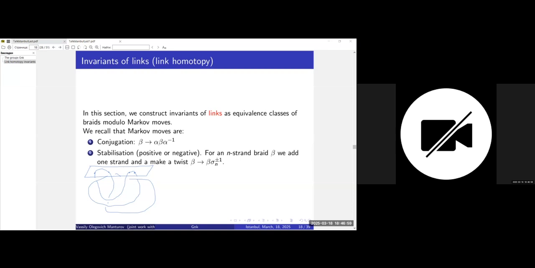And that's why we can consider knots or links as equivalence classes of braids modulo Markov moves. So we have braids, and we take their closures.